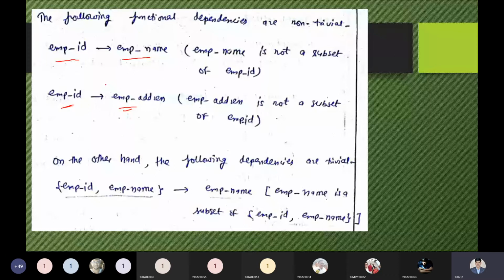And here we have another simple example. If we put a set of attributes instead of taking a single attribute like this one: employee ID, comma, employee name, determines employee name. So this is a subset of this set, so we can say this is trivial. Okay, this is trivial.